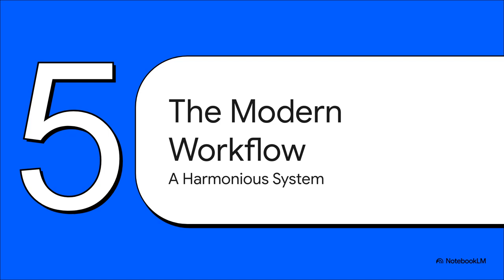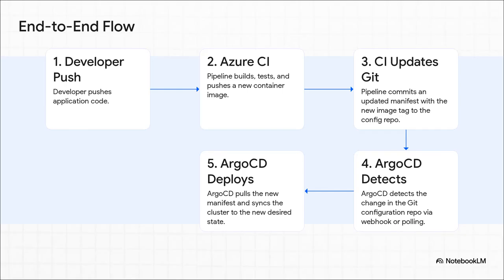So we've seen both sides of the coin now, right? We have Azure DevOps for a super robust CI process, and we have Argo CD for a self-healing continuous deployment. Now, let's put it all together and see this whole beautiful, harmonious system in action. Let's walk through the whole thing from start to finish. It all begins with a developer pushing code. That action triggers our Azure pipeline, which handles the whole CI piece, building, testing, creating that container image.